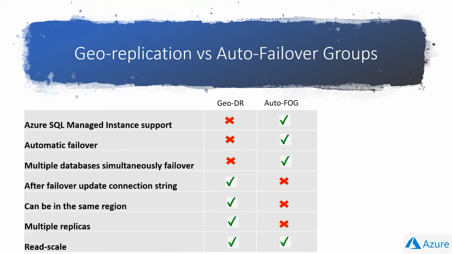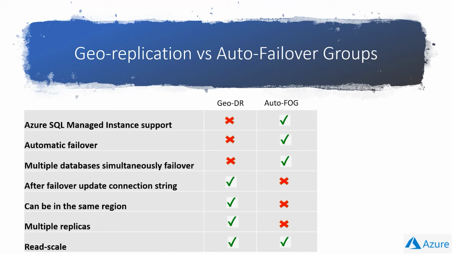With GeoDR, you can have the replica in the same or different regions. With auto failover groups, it has to be in a different region. When you create a replica, it has to be in a different region. And of course, both of them are read scale. That means that you can read from them to use for reads. The other interesting point is for GeoDR, the failover must be initiated manually by the application. And after the failover, the new primary has a different connection endpoint. So you will have to change the endpoint.